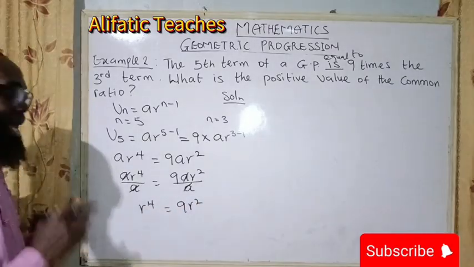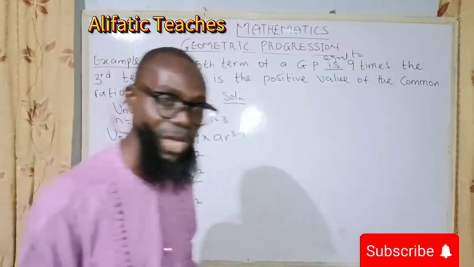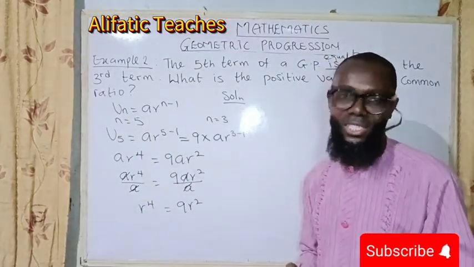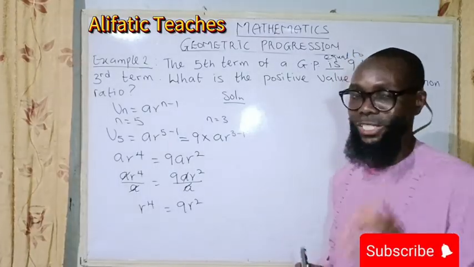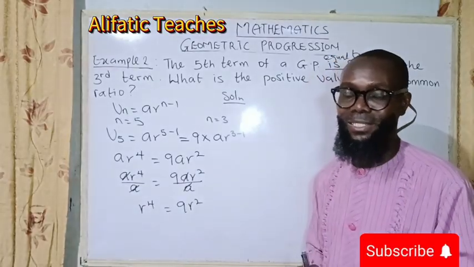Fine. r is in both sides. And I want to calculate the value of my r. What can I do in this case? It's very easy. Okay, let me do it this way. Let me find a way in which r will leave one of the sides.